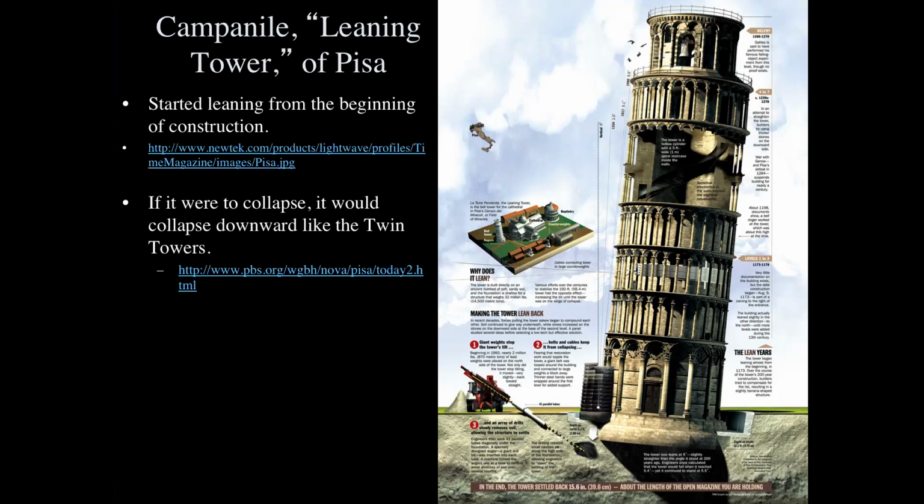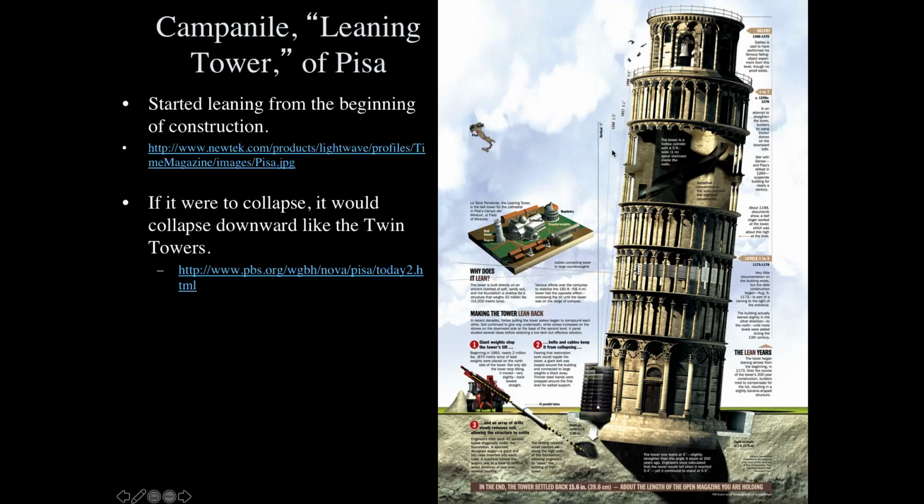It wouldn't be able to fall all the way over because it's not structurally strong enough to do that. So if the Pisa Tower had collapsed, it would have done the same thing. It would have just fallen into itself because of its weight. So they began to get concerned.